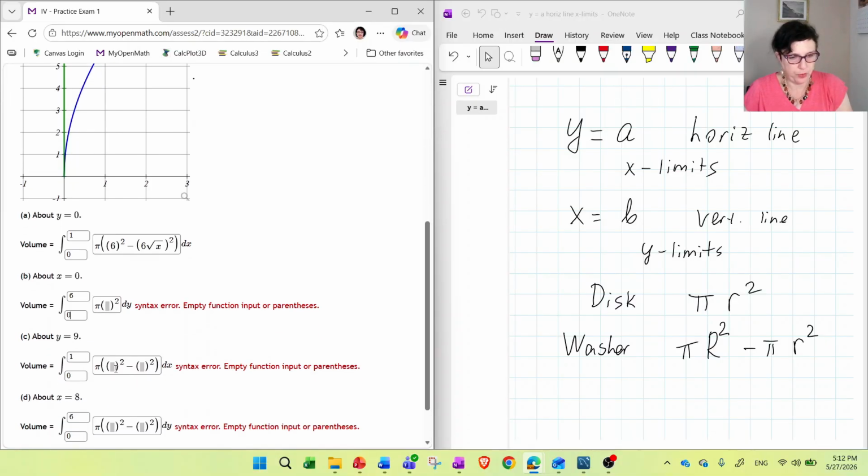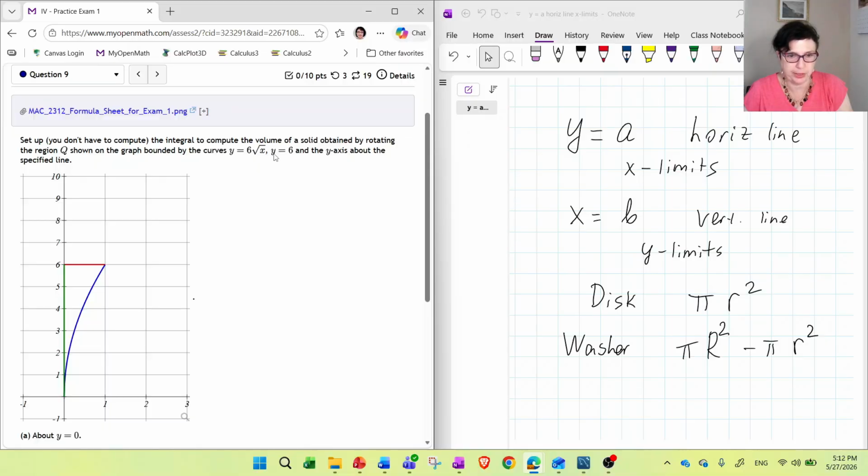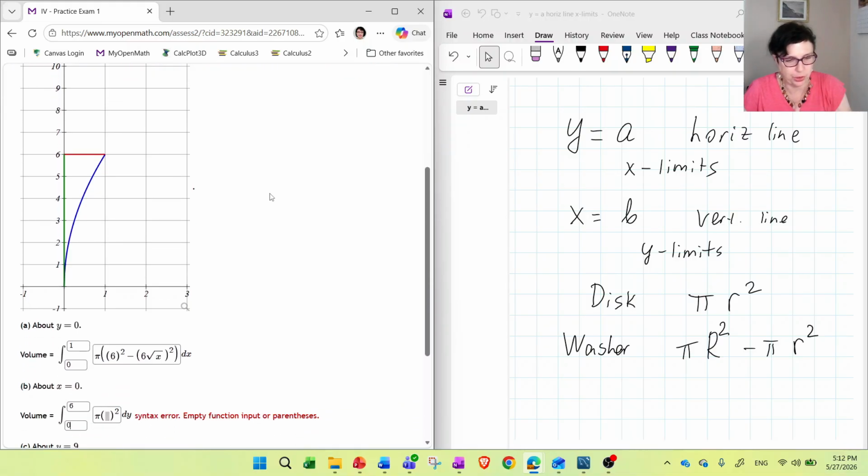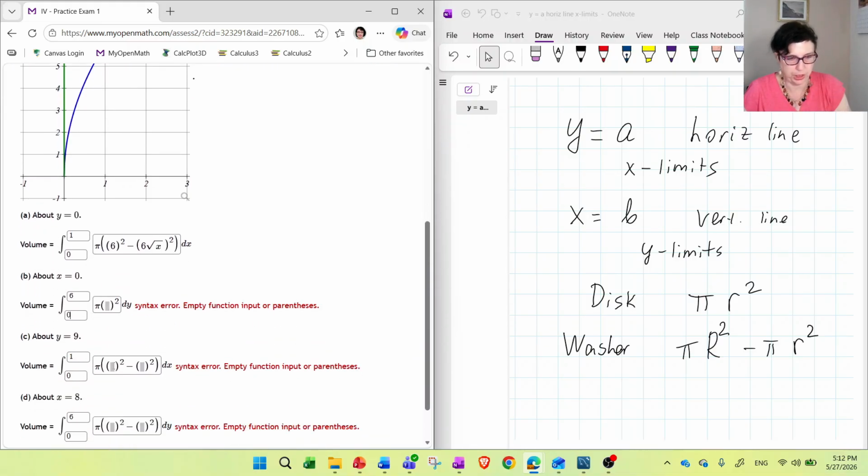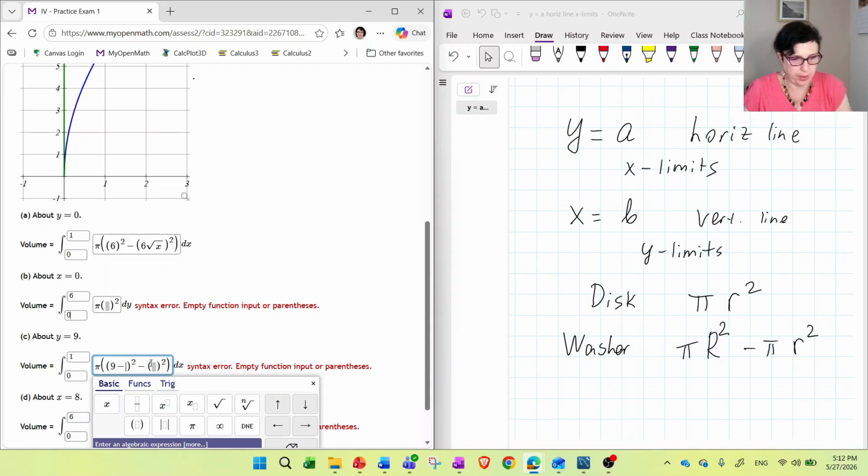Now, what about over here? Because this is y equals 9, we're going to look at the distance from 9 to one of these functions, 6 square root of x and 6. So it'll be 9 minus that, 9 minus, okay? So I'm just going to put the functions themselves. So just fill this out, 9 minus, 9 minus. But what do I put for the minus?